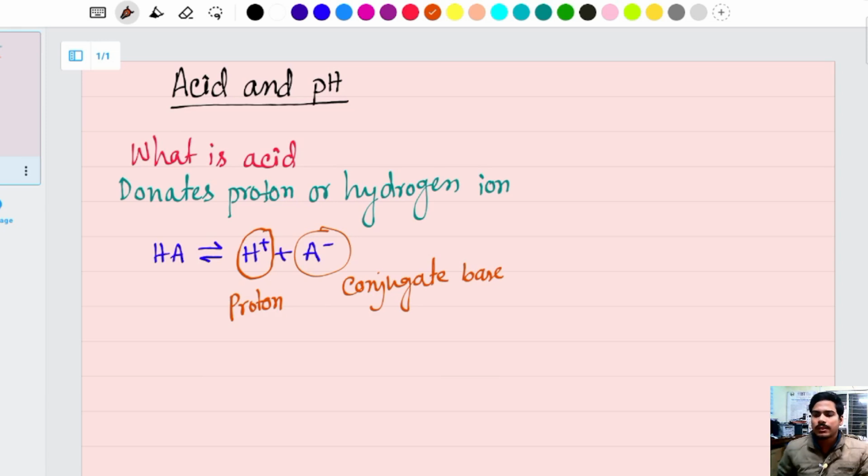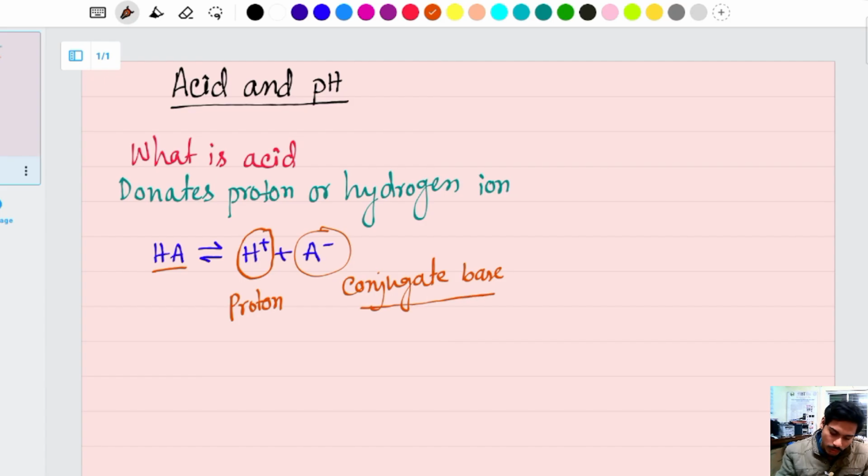Hello everyone. Today we'll discuss acid and pH. So what is acid? Acids donate protons or hydrogen ions. Let's write down HA, and that gives H plus and A minus. H plus is a proton and A minus is the conjugate base.